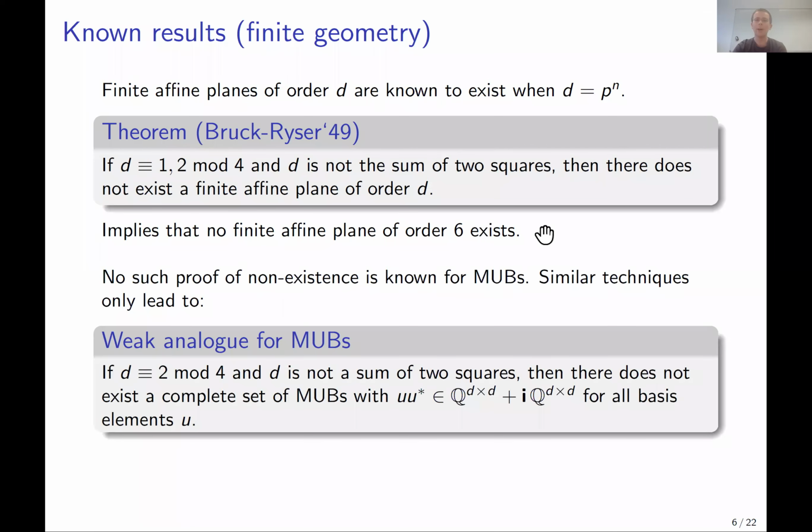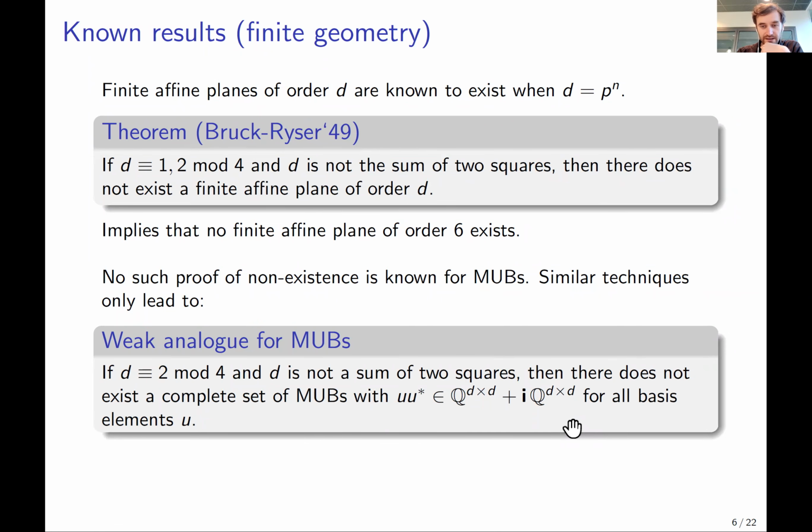So you might hope for a similar theorem for mutually unbiased bases. I think it would be great if such a theorem were known, but if you apply similar techniques as Bruck and Ryser did, you get only a very weak analog. You get that you cannot find MUBs where all the rank 1 projectors have rational coefficients, in the sense that the real and the imaginary part are rational, for all the basis elements. This is very far from satisfactory, because you would like to put R here instead of Q.